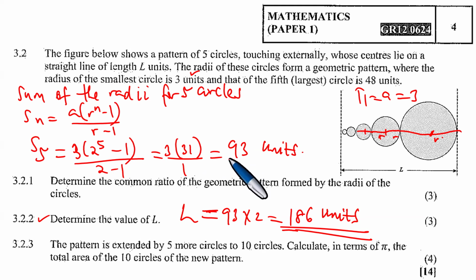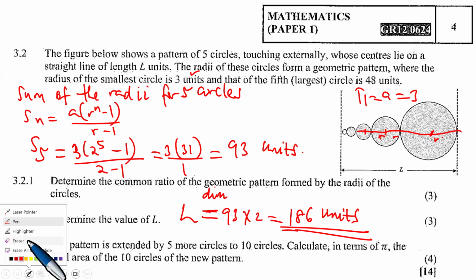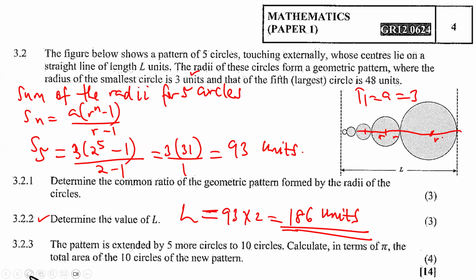Sum of the radii, and therefore, if now we are to deal with the diameters, we know that in mathematics, if somebody is asked to calculate the diameter given the radius of a circle, the diameter equals 2 times the radius. So 2 times the radius gives us the diameter of the circle. Next point, next question. So the L, which is the sum of the diameters, would be 2 times the radii, and therefore we have 186 units.